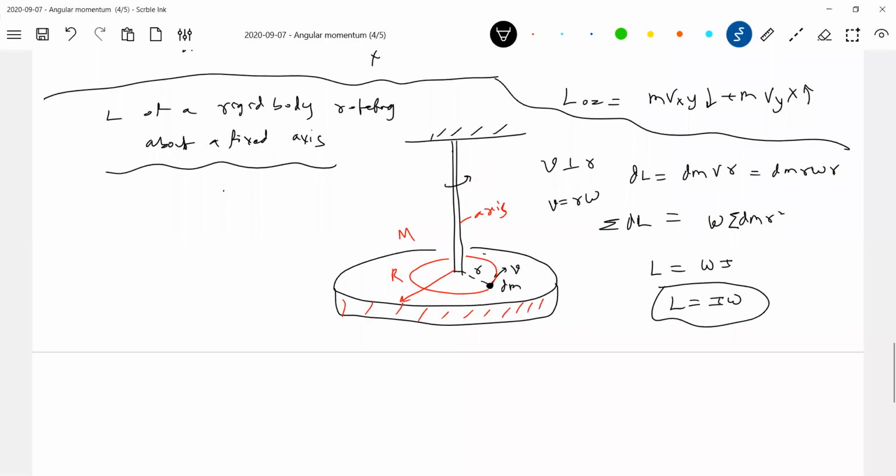I'll put it like this. There's a direction of omega. What about L bar? L bar will be like this. Every problem, yes, it all depends upon the situation there. You can't say every problem is like this.